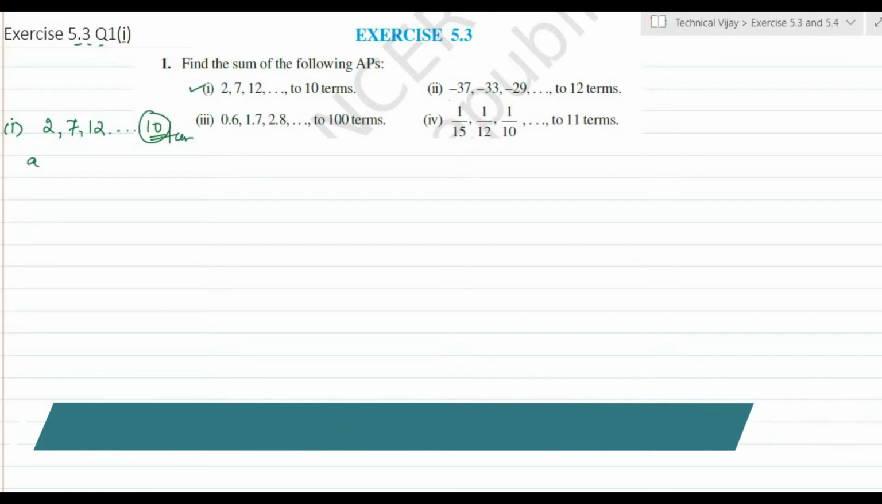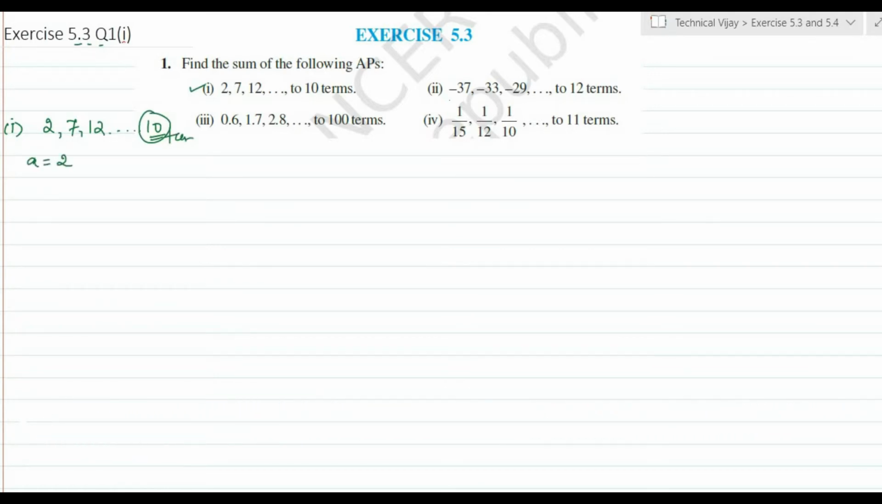So what is given: a is equal to 2, that is the first term, and d can be calculated as second term minus first term, that is 7 minus 2, which is equal to 5. And the number of terms given is n equal to 10. So we have to find the sum of all these terms, up to 10 terms. We know the formula for calculating the sum: Sn equals n divided by 2 into bracket 2a plus n minus 1 into d. This is the formula for calculating the sum of all the terms of an AP.